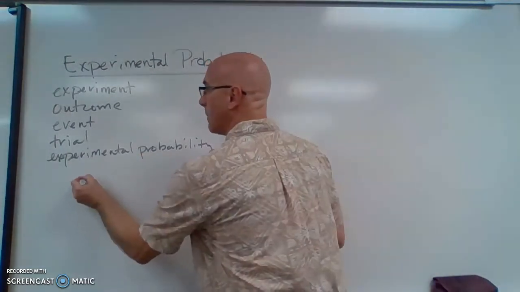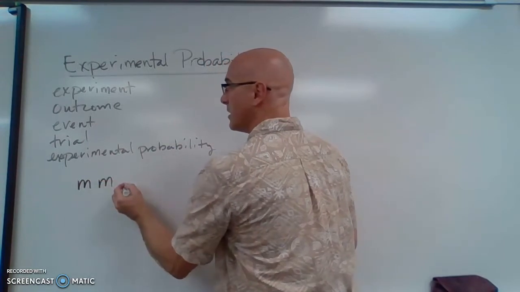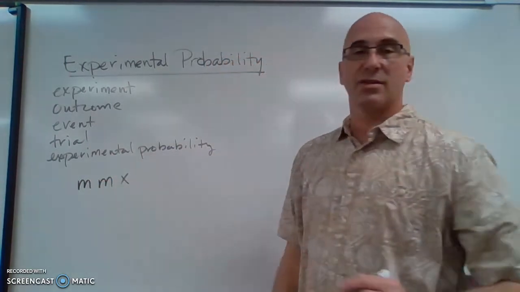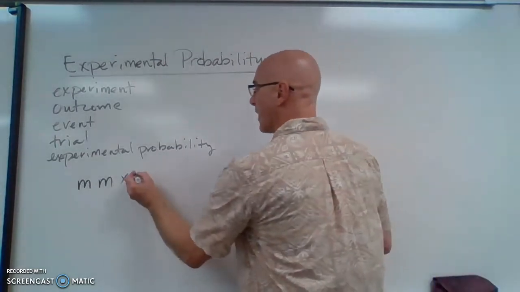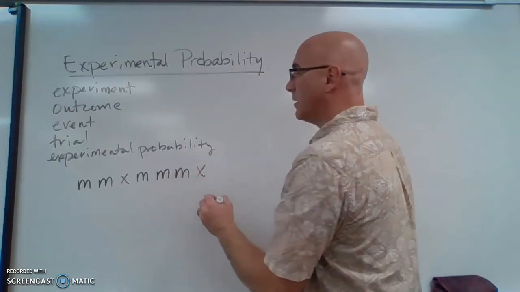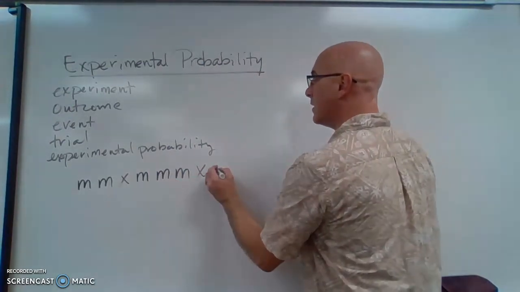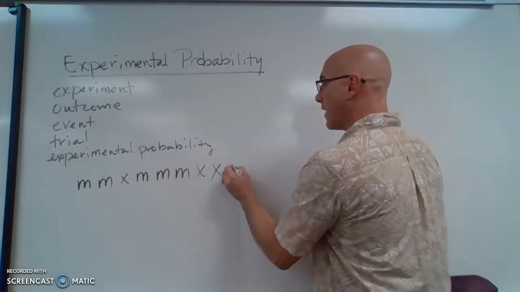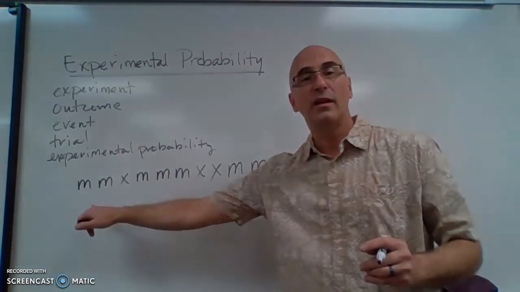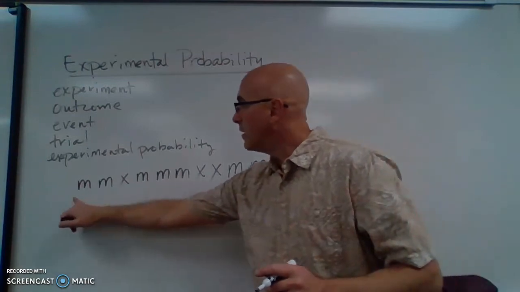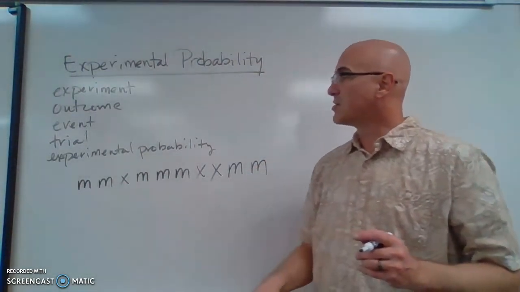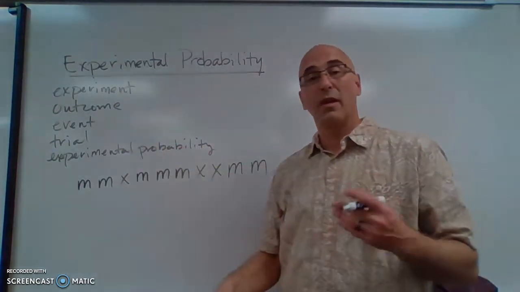First one, I missed, and then I made it. So I'm going to write that with an X. And then I missed, made it, and then I made it, and then I missed, and then I missed. So out of these 10 times that I did it, I made it 3. So my event is 3.